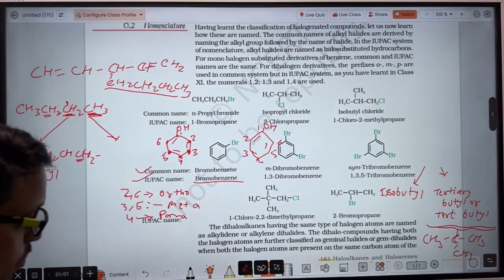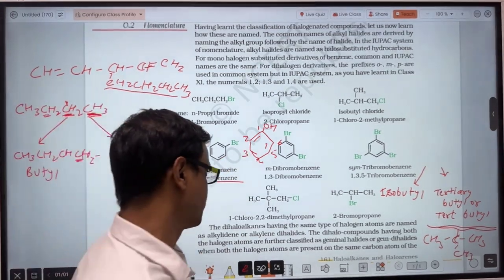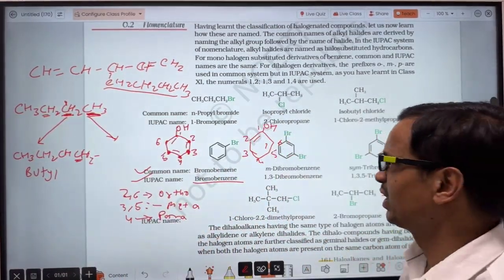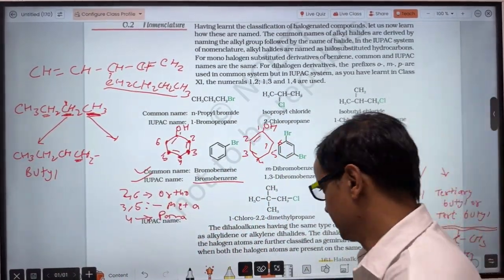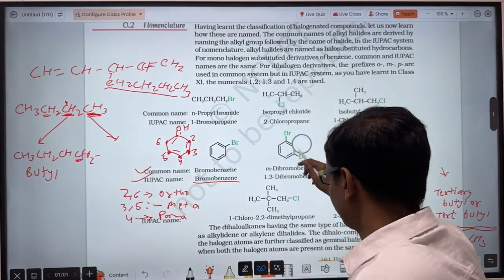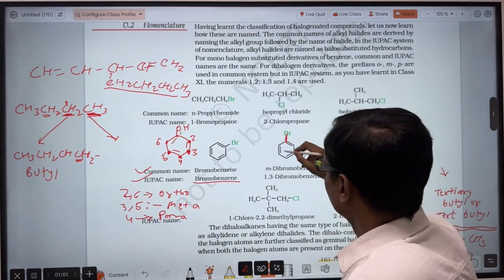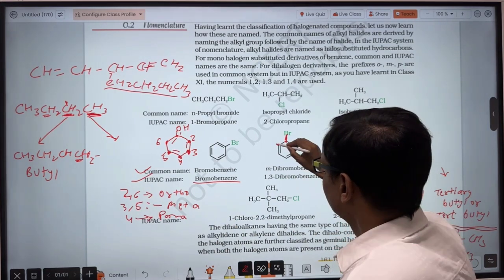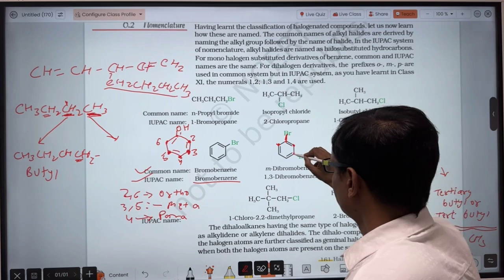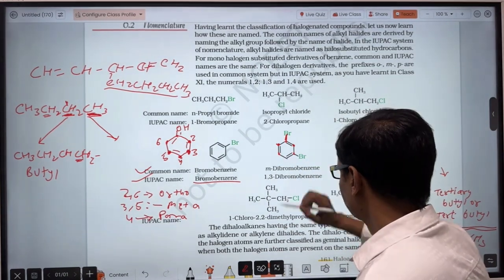Okay. So ortho, meta, para will be utilized in the nomenclature of the compound in the common method. So let's see here, common method of nomenclature. In this case, what will be there? Suppose this carbon atom: this position and this position are ortho positions. This position and this position will be meta positions, and this one will be the para position.